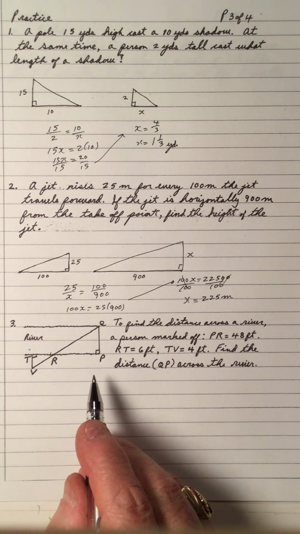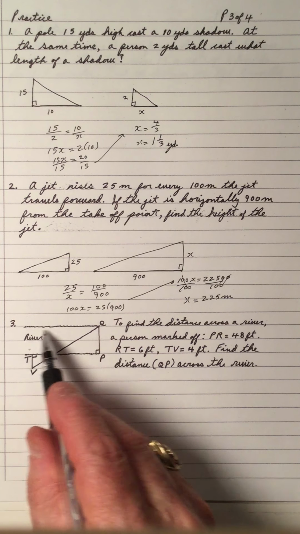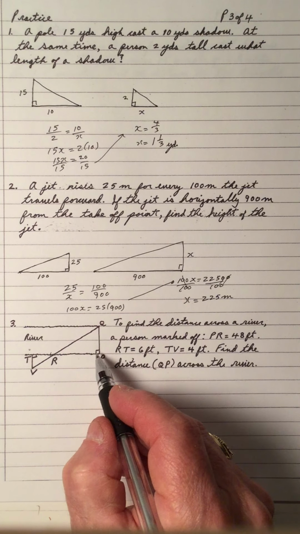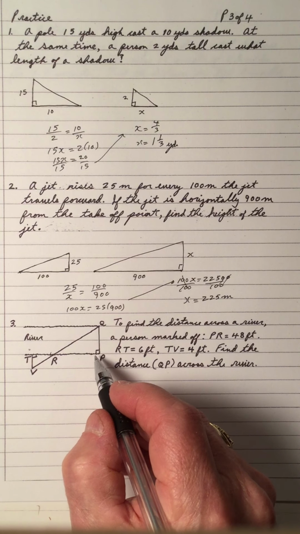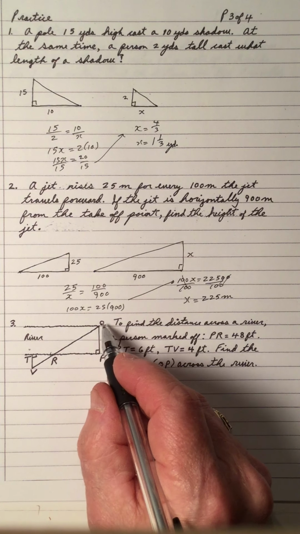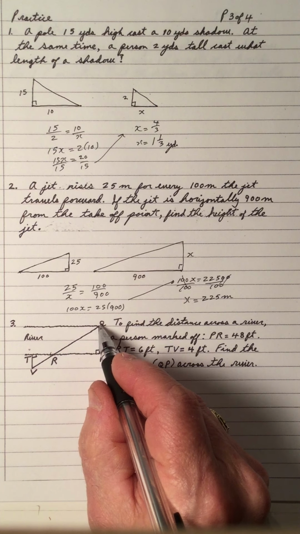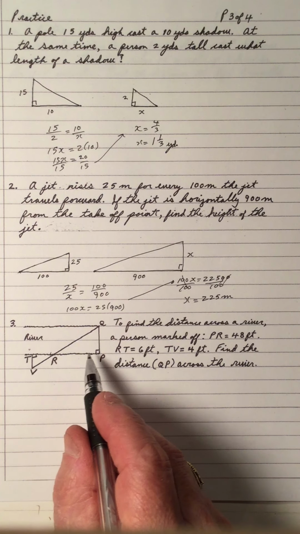Number 3 is a common problem. Pretend you have this problem and you have a river, but you want to find the width of the river across the river, but you can't get over to, let's say you're on this side of the river and you can't get over to here. So what you can do is make up a diagram like I have down here.